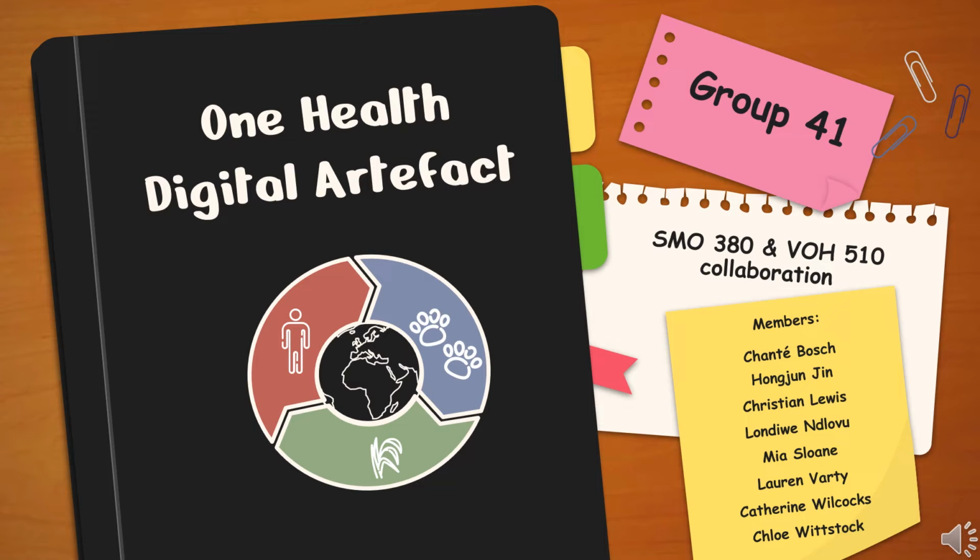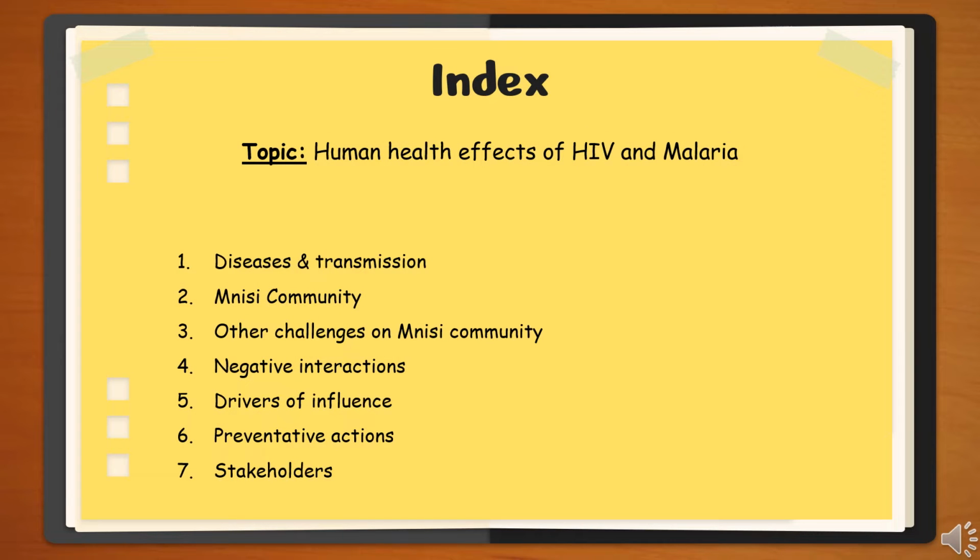Hi there, we are Group 41 and this is our One Health digital artifact. Our chosen topic is the human health effects of HIV and malaria.